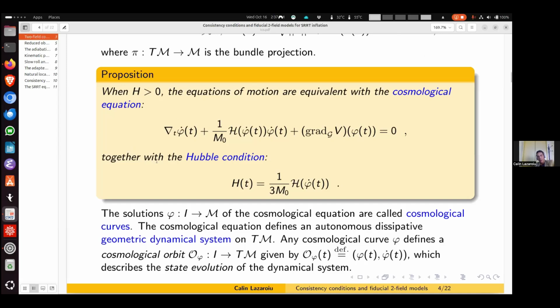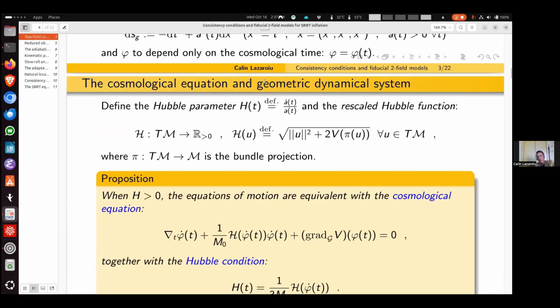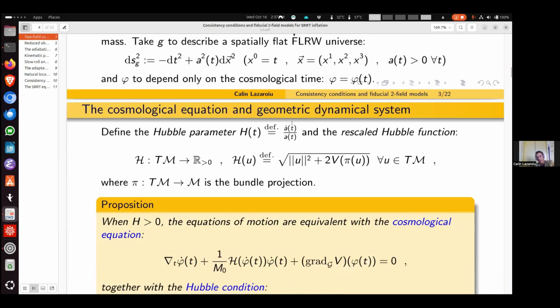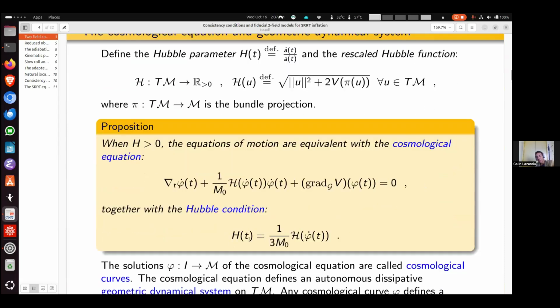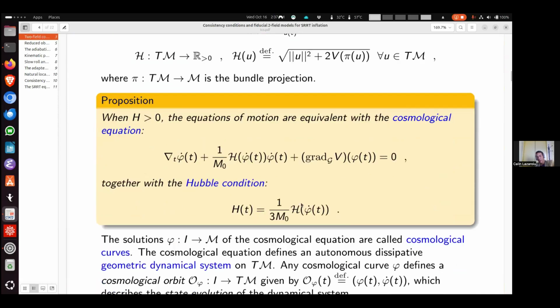Okay? So the equations of motion are, as I said, equivalent to this equation, the cosmological equation, which is a geometrical ODE of second order, together with a Hubble condition. The Hubble condition tells you that this Hubble parameter, which is the logarithmic derivative of the scale factor A with respect to cosmological time, must be equal at any value of the cosmological time to the quantity on the right-hand side, which is 1 over 3 m naught times this Hubble function evaluated on the vector phi dot of t. So the Hubble condition determines the Hubble parameter in terms of a solution of the cosmological equation.